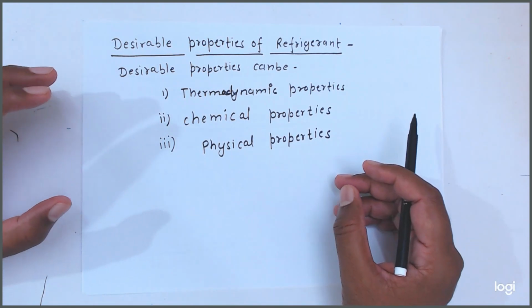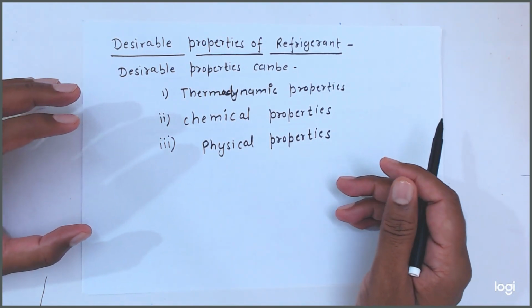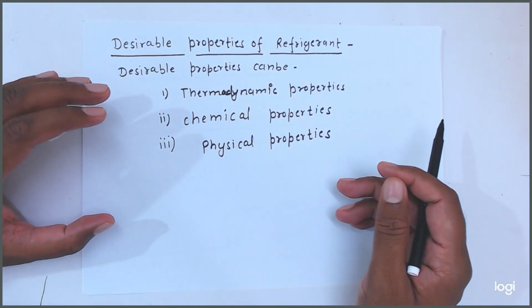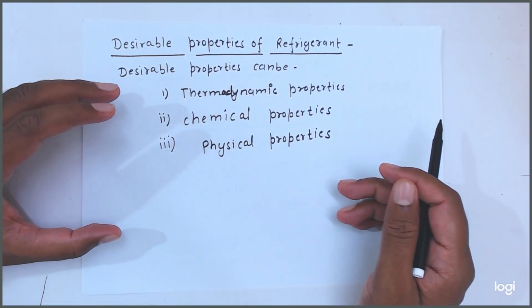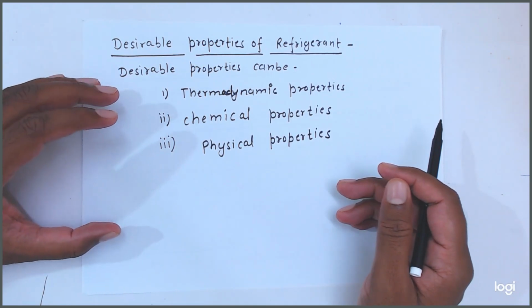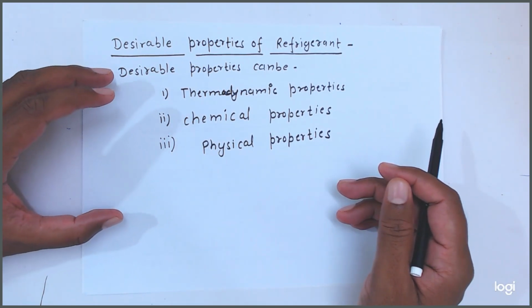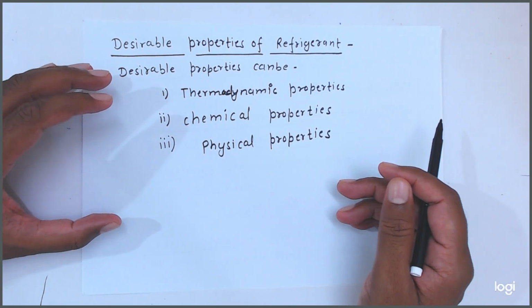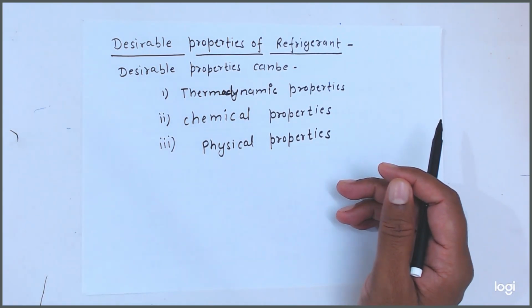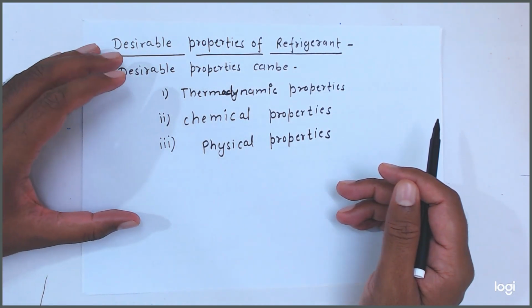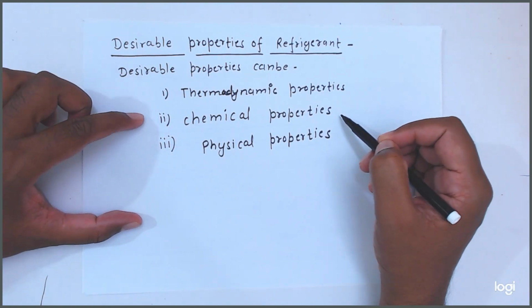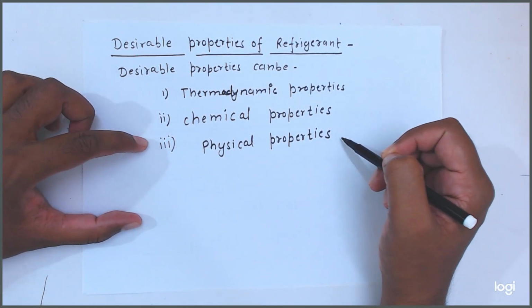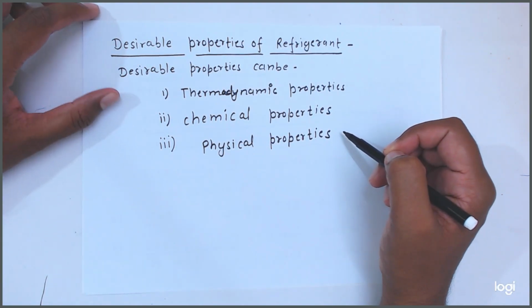Friends, what happened? The main function of the refrigerant is that it can absorb heat at low temperature and pressure, and it can reject heat at higher pressure and higher temperature. Getting, friends? So what are the properties required for this? It is related to heat, so thermodynamic properties are important. Chemical properties are also important, and physical properties are also important. So we will see one by one, friends.